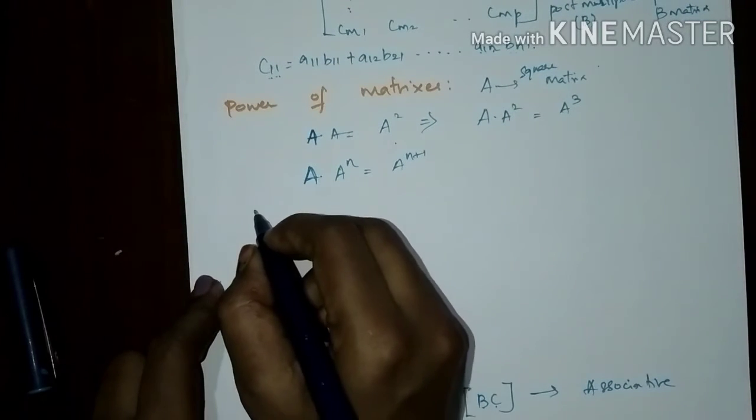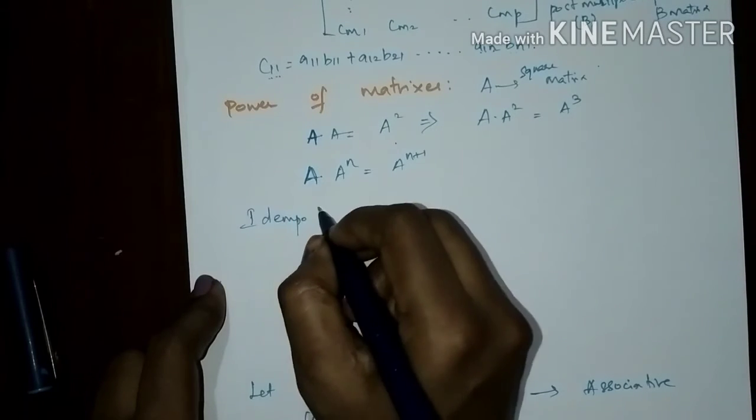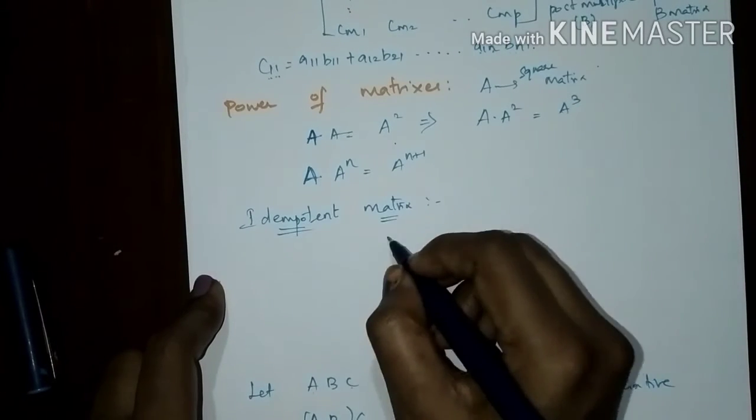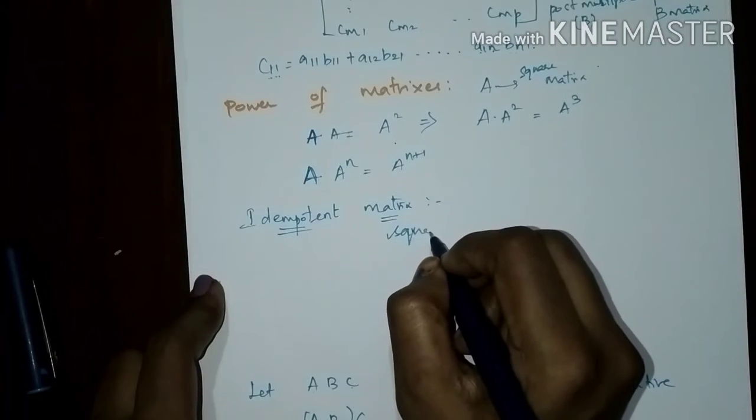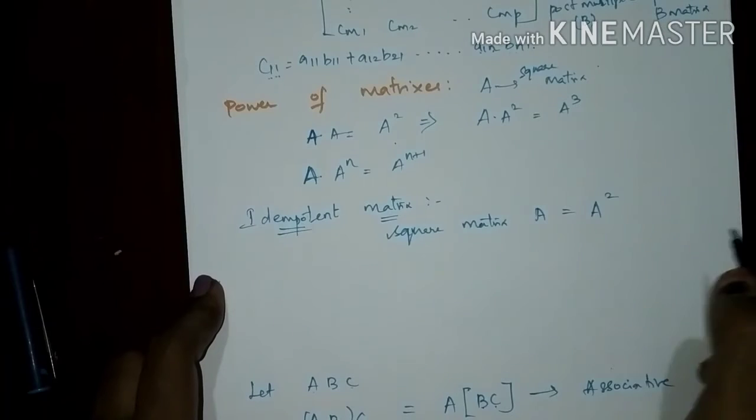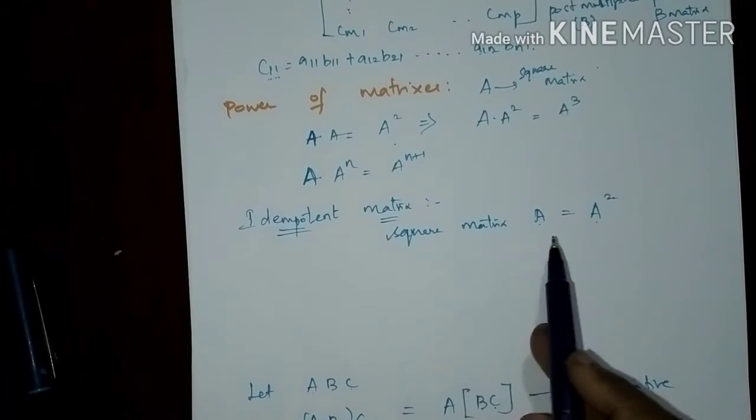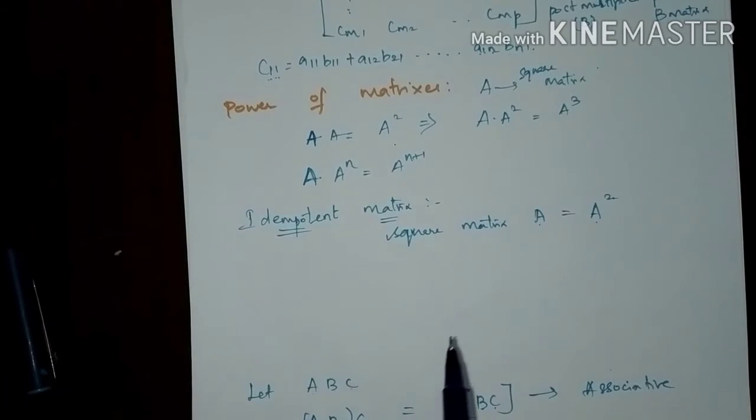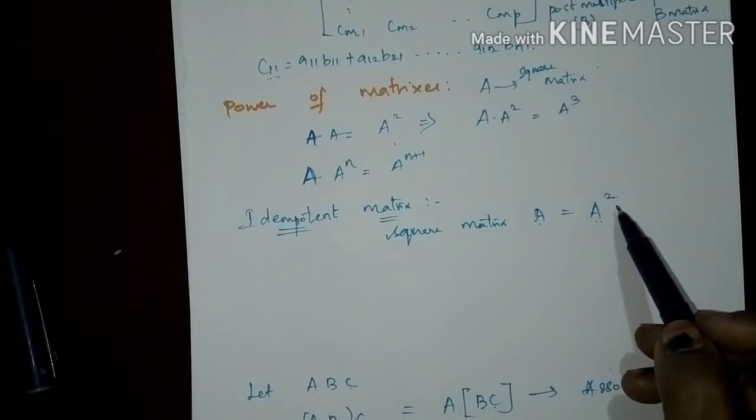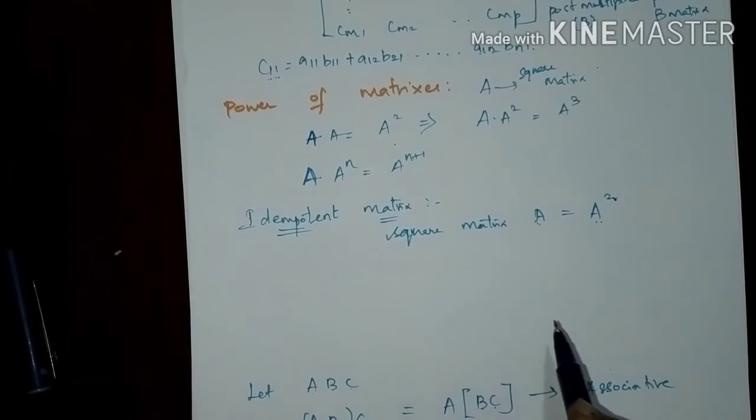And by using the power of a matrix, we can find the special matrix termed the idempotent matrix. A square matrix A is said to be idempotent when A square is equal to A. A square matrix A is said to be an idempotent matrix when A to the power 2 is equal to the A matrix itself.